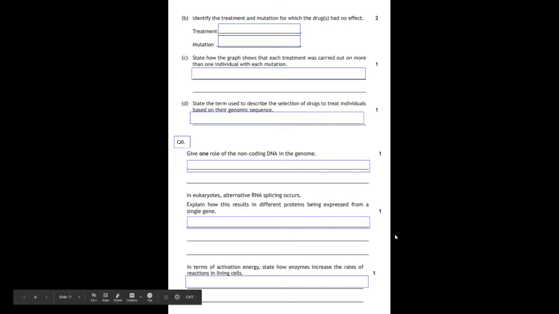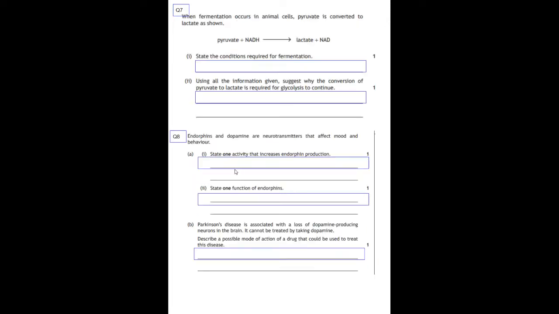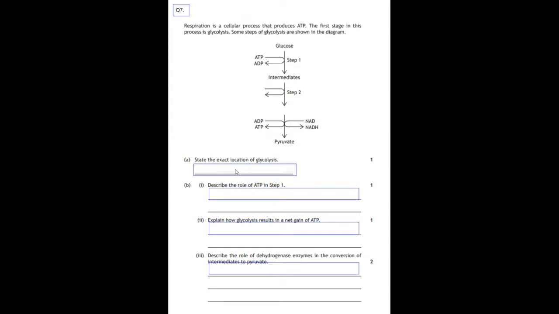In terms of activation energy, how do enzymes increase the rate of reaction? They reduce or lower the activation energy. It's quite a lot here. The exact location of glycolysis is just the cytoplasm, so you can just say cytoplasm.